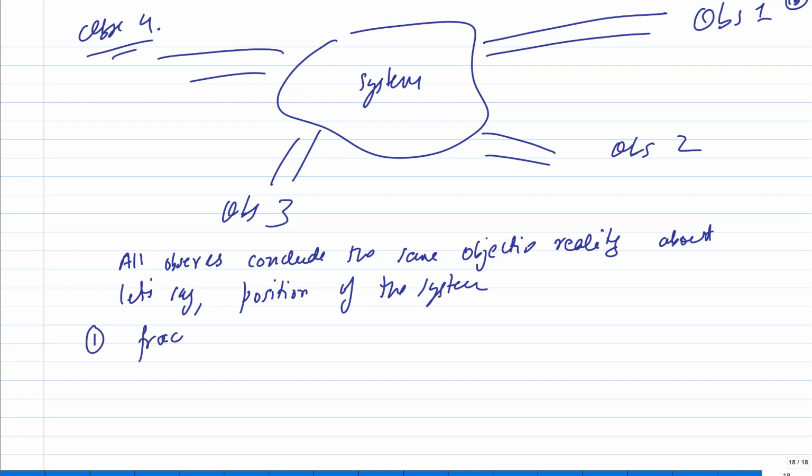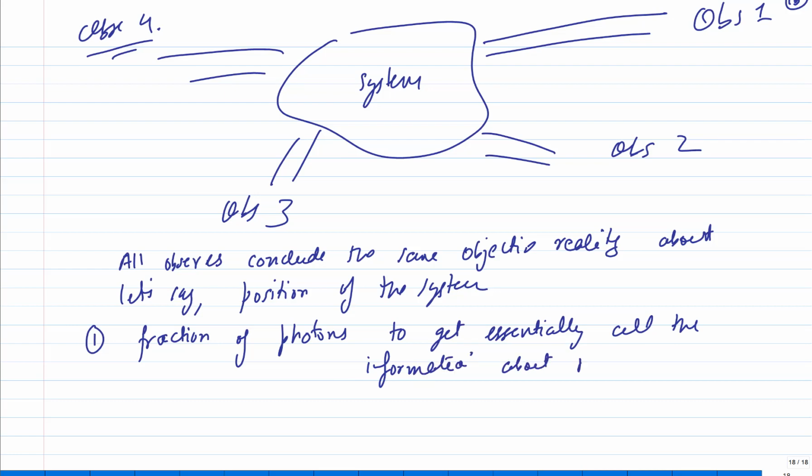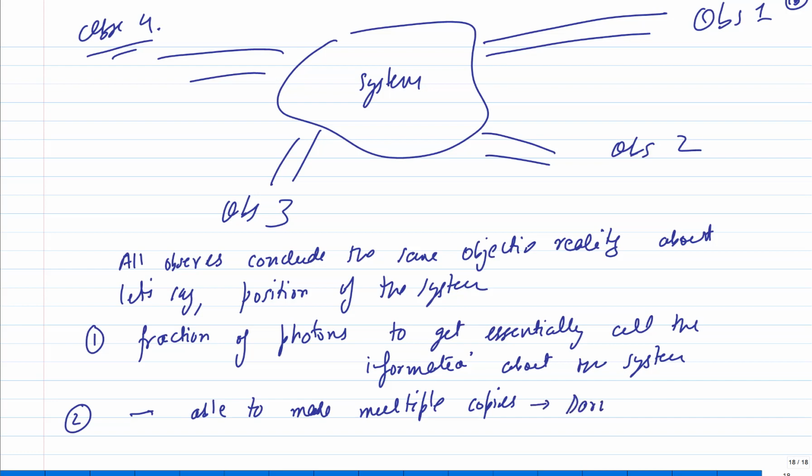It means that you only need a fraction of photons. Not only is there a preferred basis, but you only need a fraction of photons to get essentially all the information about the system, which also means that in some sense the information that's surviving is able to make multiple copies in a Darwinian sense. So it's, in some sense, the fittest that make several copies of the same information.